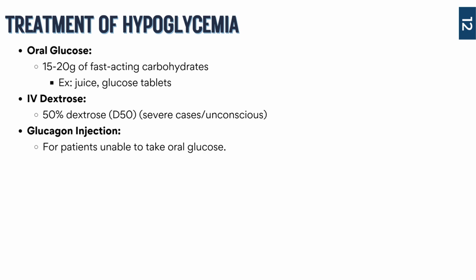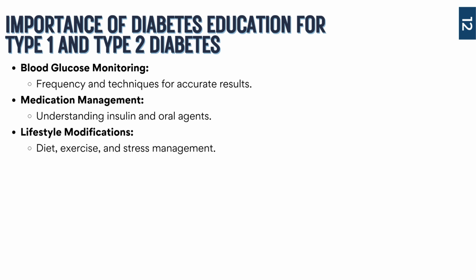For patients without IV access, a glucagon injection can be administered sub-Q or IM. Glucagon is a hormone that stimulates the liver to release stored glucose, so that will raise the blood sugar levels for the time being. Family members or caregivers of diabetic patients are often trained to administer glucagon, especially if the patient is at high risk for severe hypoglycemia. And this might be something that you will be educating your patients and families on how to administer.